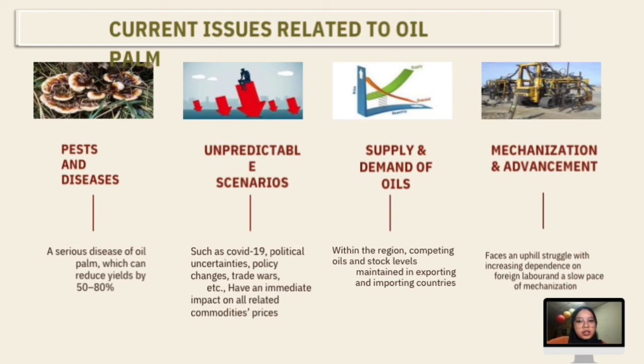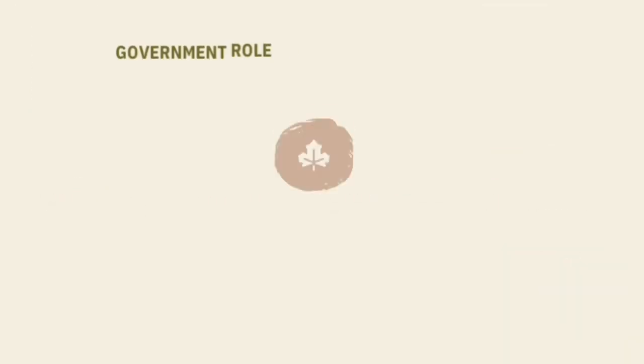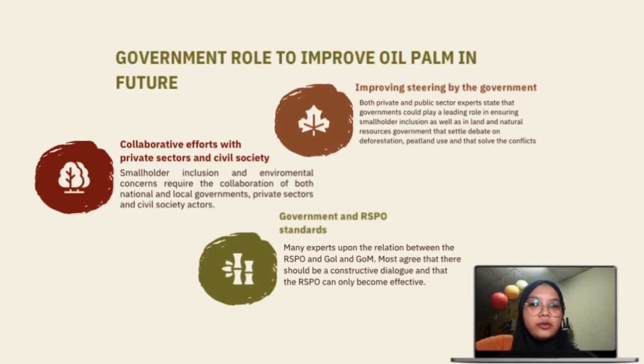Lastly, mechanization and advancement face an uphill struggle with increasing dependence on foreign labor and slow pace of mechanization. Next, the government's role to improve oil palm in future. First is improving steering by the government.